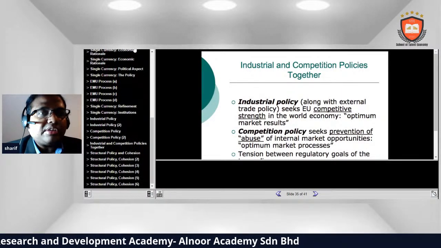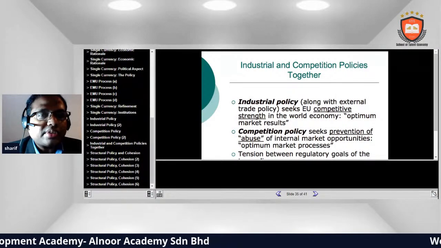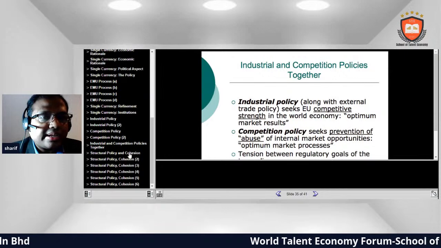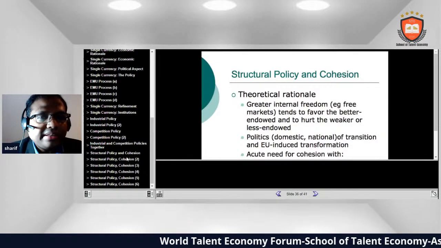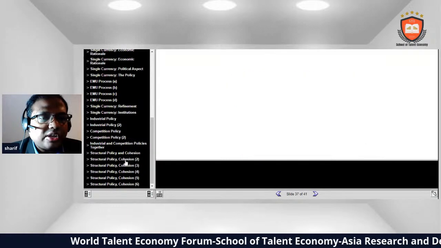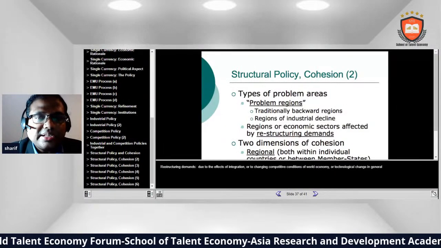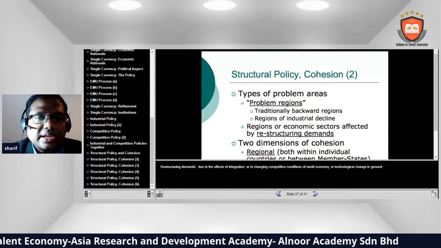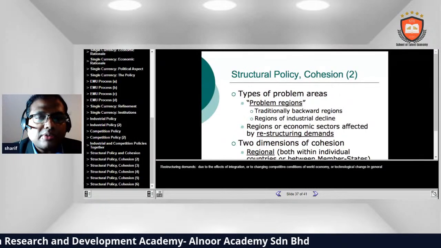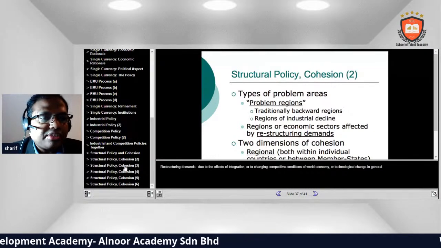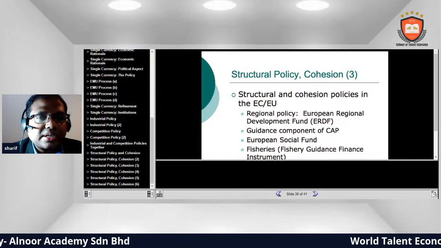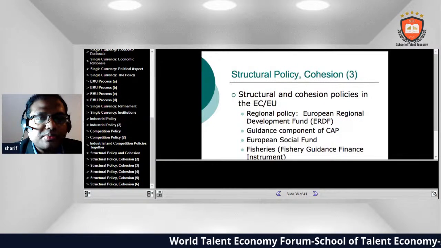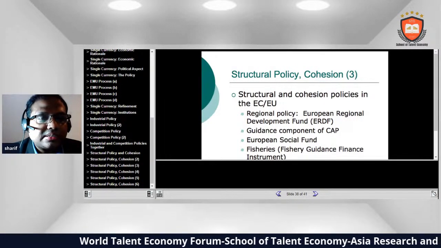So these are many interesting things. We are always observing that economic policy we have to adjust, economic explanations we have to maintain, and different kinds of strategic alignments, especially for problem areas, problem regions, traditional background regions, regions of industrial decline, regions and economic sectors affected by restructuring demands. Many structural policies we can discuss: structural and cohesion policy in the EU, regional policy, the guidance component of CAP, the European Social Fund.